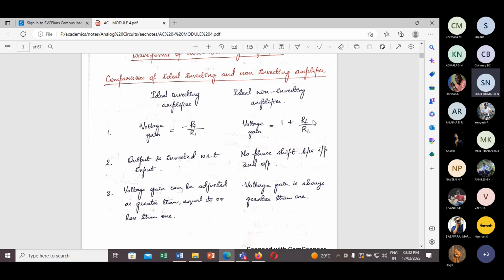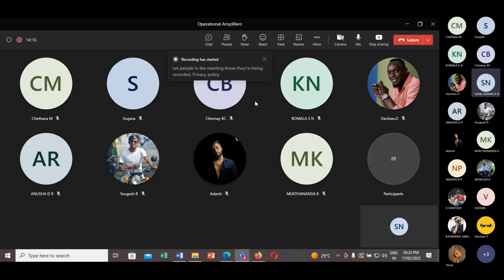But in the case of a non-inverting amplifier, even if you consider RF greater than R1, you will be getting greater than 1. RF less than R1 also, you will be getting greater than 1. That means you will have more than 1 gain in this non-inverting amplifier configuration. So wait a minute, I will just continue.